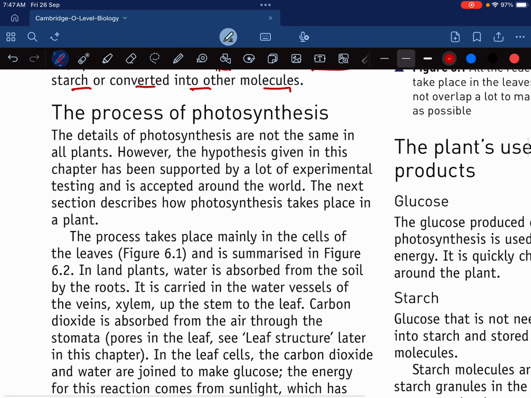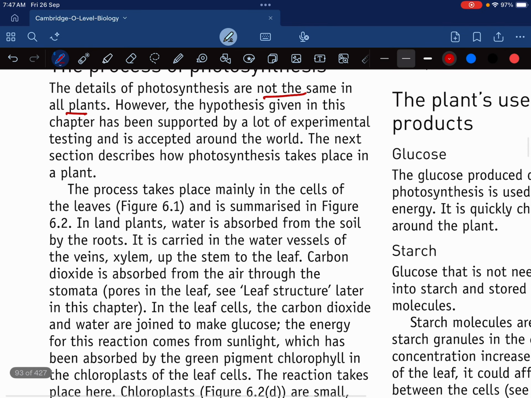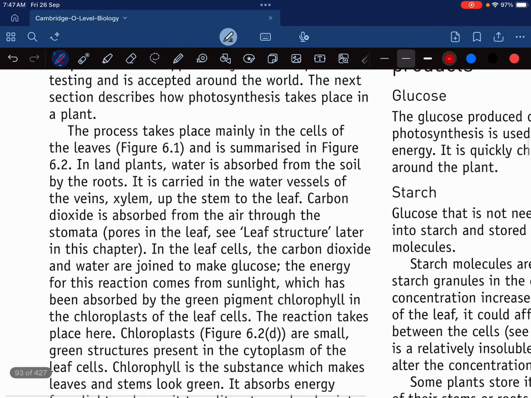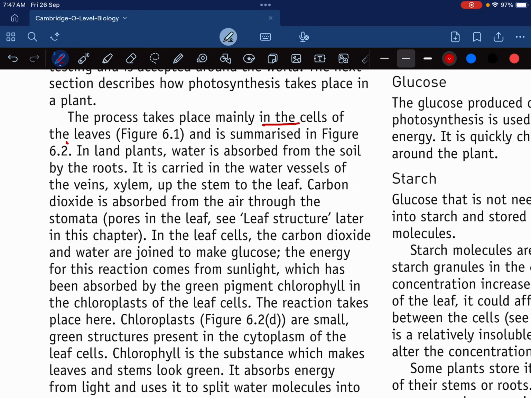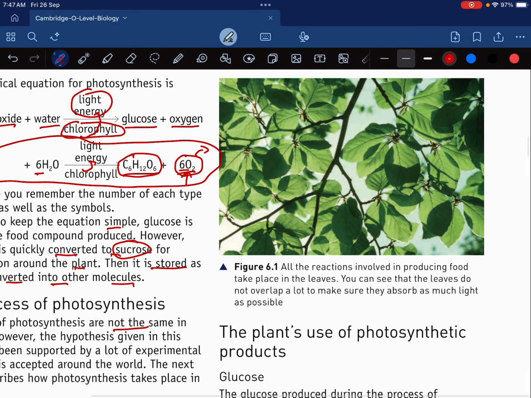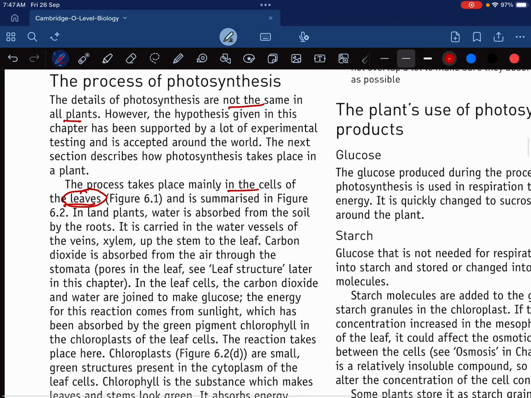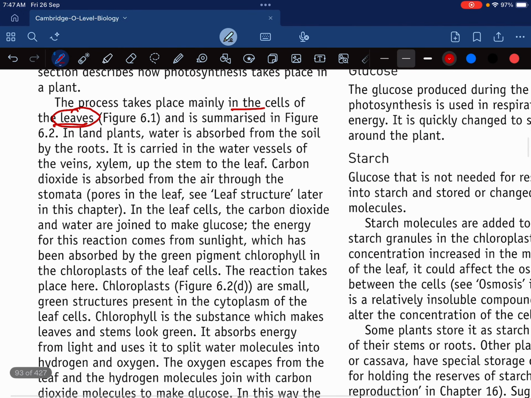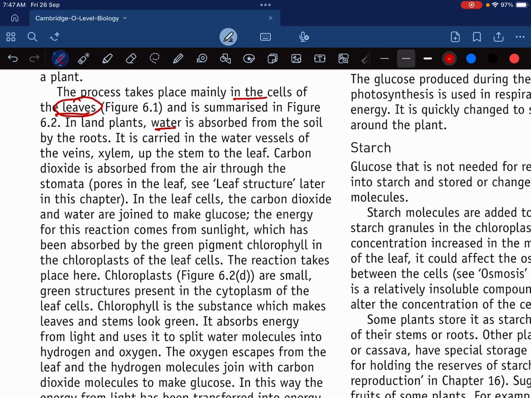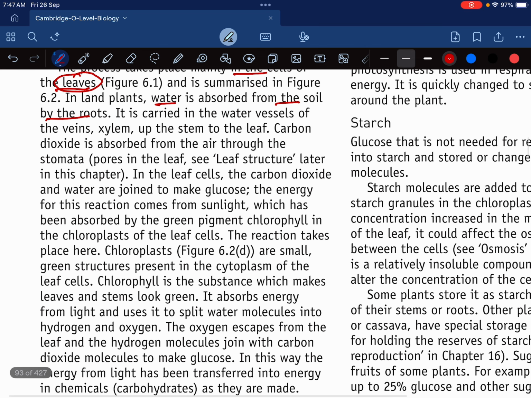The details of photosynthesis are not the same in all plants. However, the hypothesis given in the chapter has been supported by a lot of experimental testing and is accepted around the world. The next section describes how photosynthesis takes place in plants. The process takes place mainly in cells of the leaves. Photosynthesis mainly takes place where? In the leaves of the plants, and is summarized in figure 6.2. In land plants, water is absorbed from the soil by the roots. It is carried in the water vessels of the veins, xylem, up to the stem of the leaves.